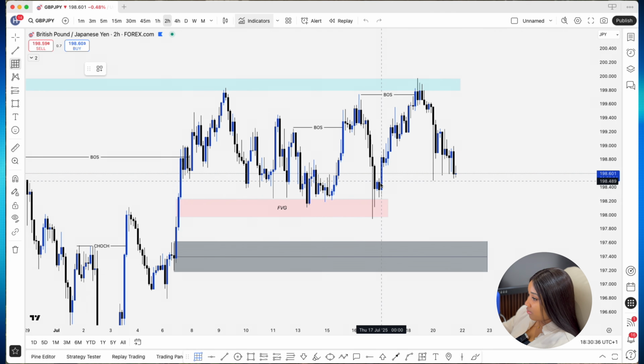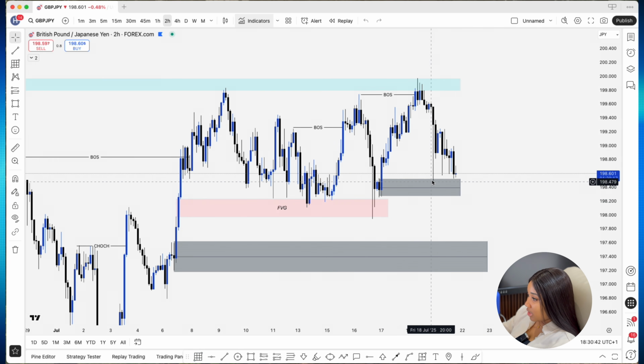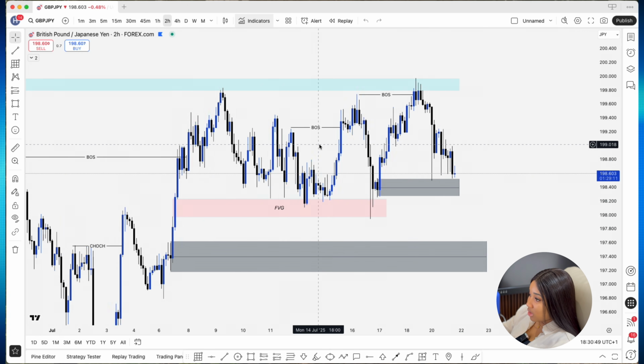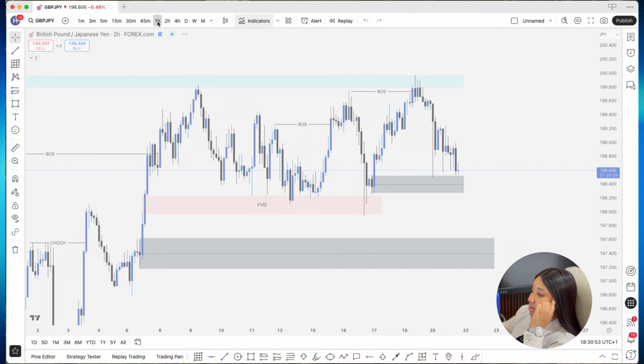Now we have an origin here. Now, this particular origin, price has mitigated it. So we are expecting it to break. Now, we are done mapping out what is necessary from 2-hour time frame. We'll move to 1-hour time frame.